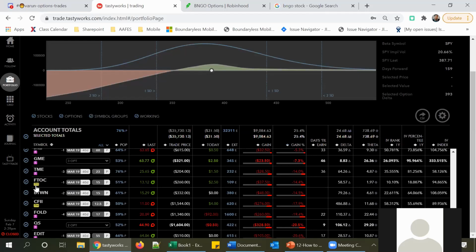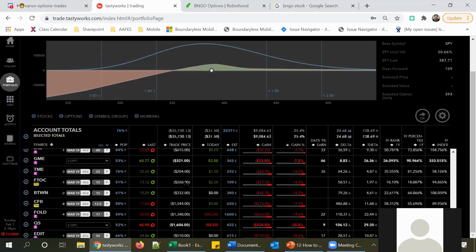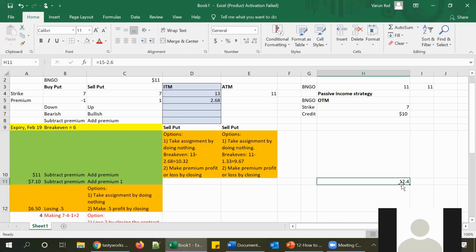FTOC, it is showing ITM, in the money. This is a selling put, -1 sell put, and this is at $13. But I am very aggressive. But if you observe my credit over here, that is 2.60. So 15 minus 2.6, my break even is at 12.4 on FTOC. So I was willing to buy this stock at $13. But what I did, instead of doing that, I placed a sell put and now it is going to cost me $12.3.